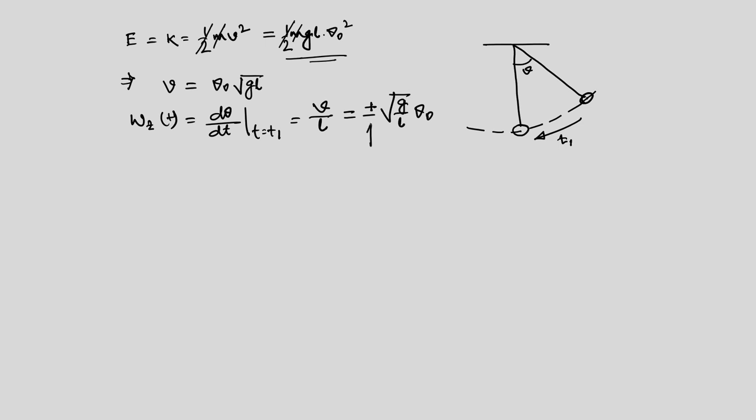Why is there a plus minus? The reason is the bob moves both ways. So, it will go this way and then finally again come back. So, the direction obviously changes from positive to negative and then negative to positive, and that is the reason we have this plus minus sign.